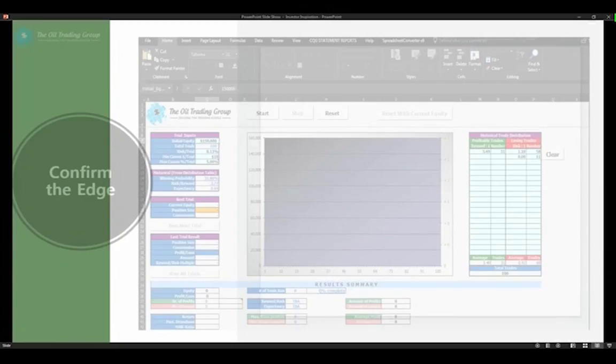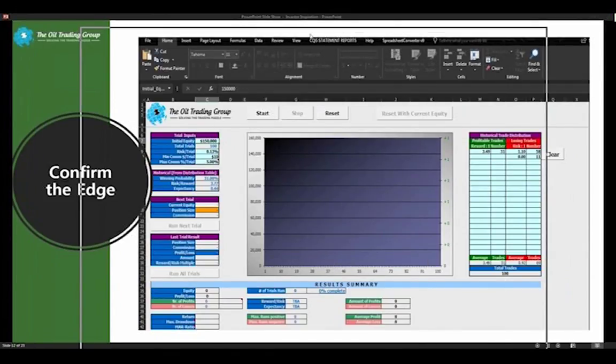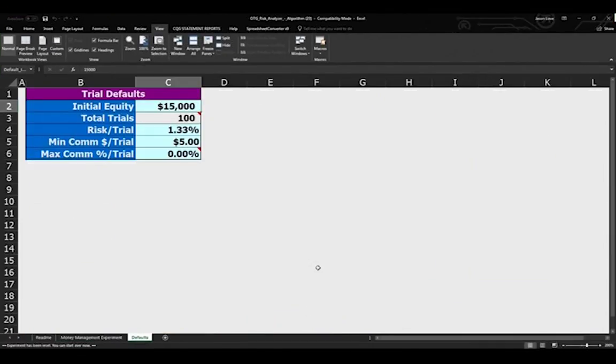First thing I want to do is talk to you about confirming your trading edge. This is what we call our OTG risk analyzer, and it's this tool here that helps us define our particular edge. So I'm going to run through a couple of scenarios here with you really quickly. The way that this risk analyzer spreadsheet works is it provides you a statistical distribution of your trades based on information that you plug into this spreadsheet.